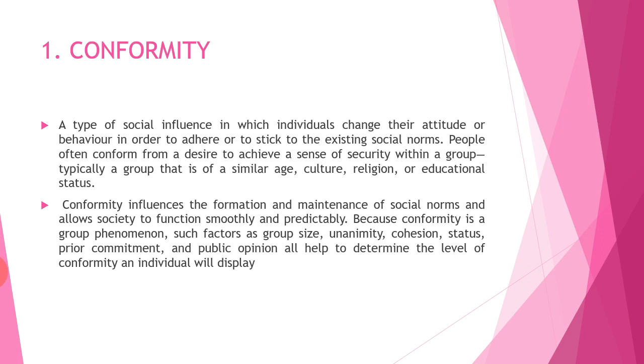People often conform from a desire to achieve a sense of security within the group, typically a group of similar age, culture, religion or educational status. It can be seen among peers usually. Conformity influences the formation and maintenance of social norms and allows society to function smoothly and predictably. Because conformity is a group phenomenon, factors such as group size, unanimity, cohesion, status, prior commitment and public opinion all help to determine the level of conformity an individual will display.